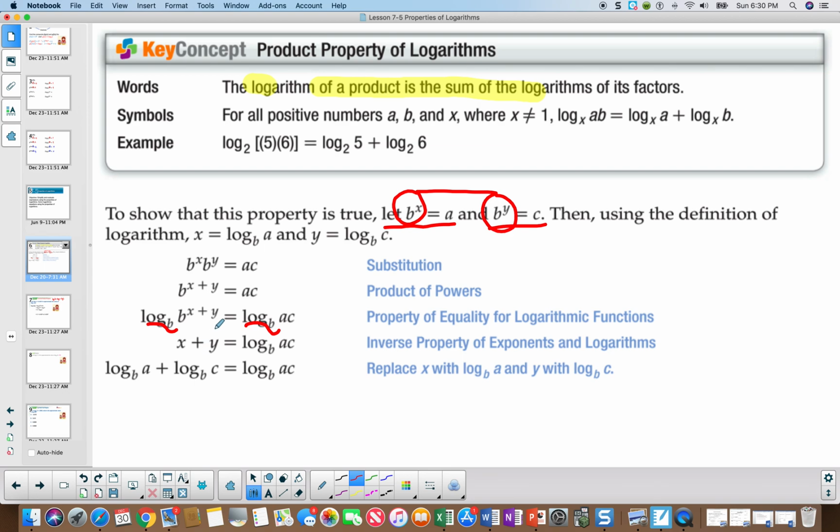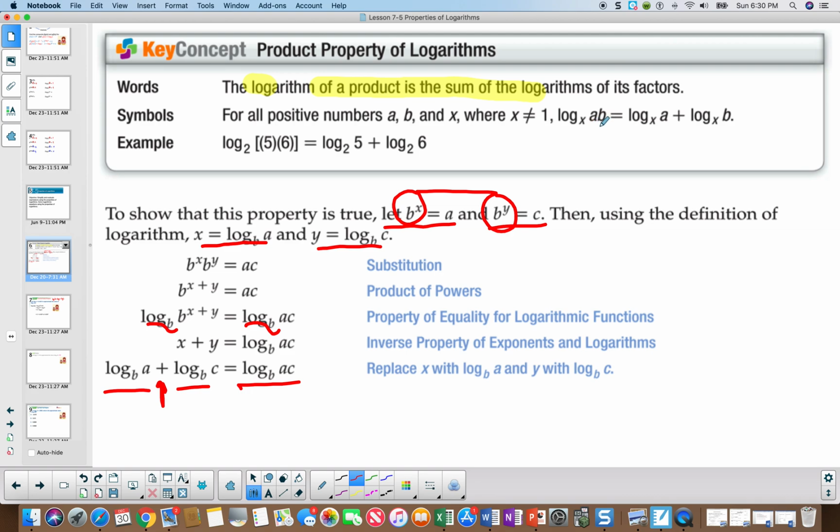Now remember what x is. If you change the exponential into a log, then the exponent x will be equal to log base b of a. And if you isolate the y here, y will equal log base b of c. So we have some new ways to write x and y, which will be written right here. So it looks like when you have the log of a product, it's the sum of the logs. And that's the property right here. The log of a product is the sum of the logs.